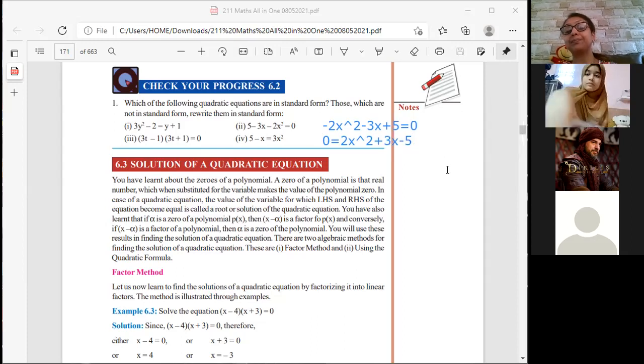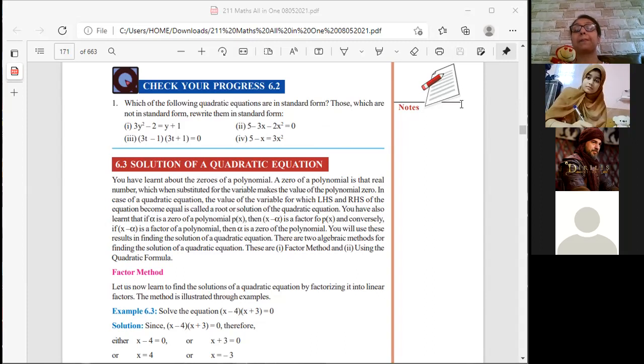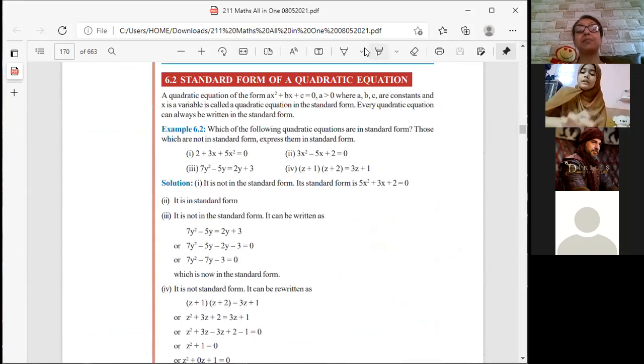Do you get me? So the first one alone shouldn't be negative. Others can be negative. Yes. I will show it to you where it is written. Have you copied this down? Now see. Can you see this part?